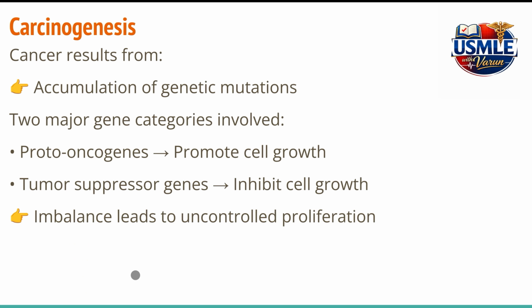Cancer does not happen due to a single mutation. It happens because of multiple genetic mutations accumulating over time. Two main types of genes are involved. The first are the proto-oncogenes, which normally promote cell growth. Secondly, the tumor suppressor genes, which normally stop excessive growth. When proto-oncogenes become overactive and tumor suppressor genes stop working, the balance between these pro and anti genes is lost. This imbalance leads to uncontrolled cell division and ultimately cancer.